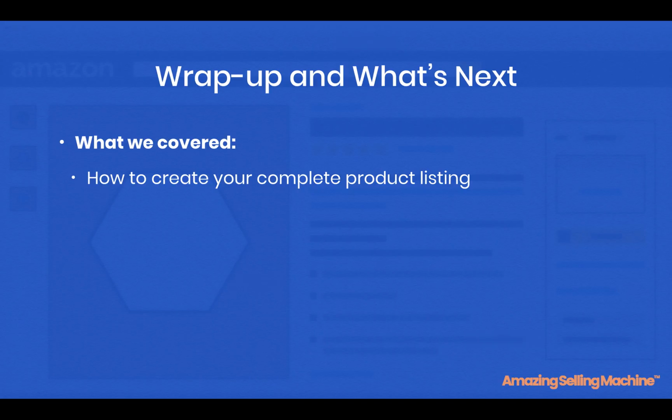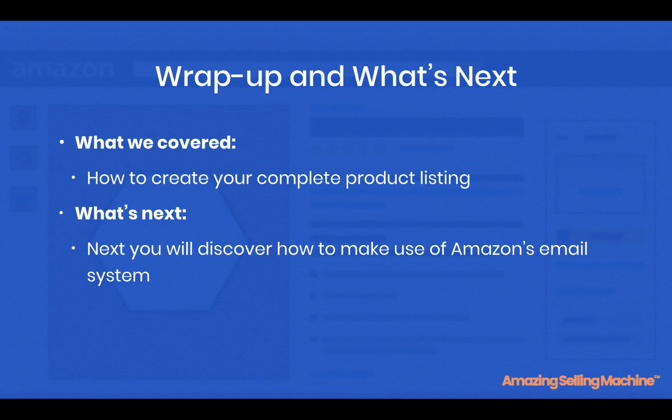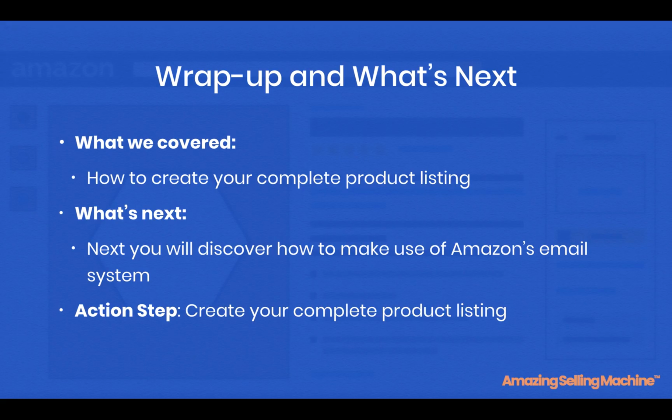So we covered how to create your complete product listing by adding everything you've created in this module so far. And next, you will discover how to make use of Amazon's email system. Your action step: if you're ready to do it, go ahead and create your complete product listing.